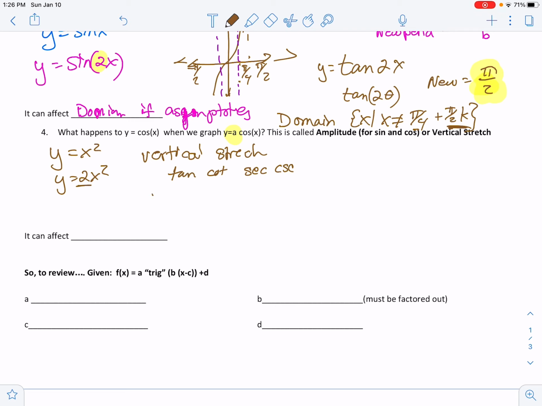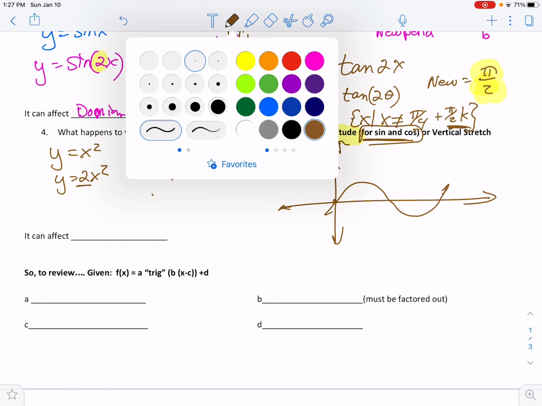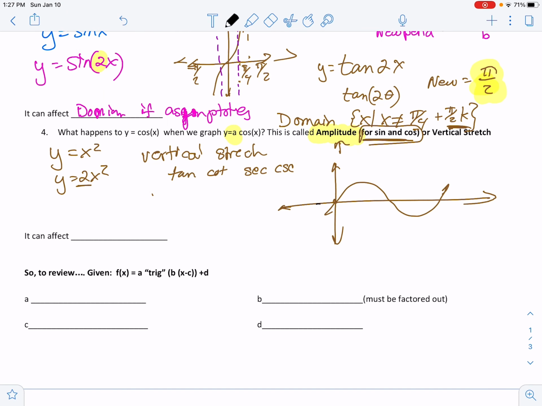It's amplitude for sine and cosine. Oh, that's what it says right there, for sine and cosine. That's important. All right? Amplitude. What are we talking about with amplitude? Well, the parent graph of the sine function goes whoop, whoop, whoop, is how far away from my center line. So I'm going to call this my center line. It goes 1 unit up and 1 unit down. So the amplitude is 1.